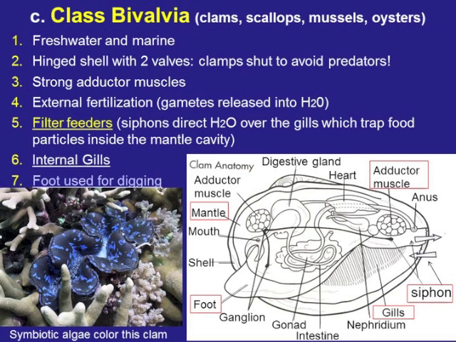They have strong adductor muscles, meaning they're going to pull those shells together. They have external fertilization, so the gametes are released into H2O, and they are fused. They are filter feeders, so they have siphons, hence their name, and they direct H2O over the gills, which trap food and particles inside the mantle cavity, and then are collected and put into the stomach. They have internal gills, and they have a foot that is good for digging, so many clams can poke out their foot and dig into the substrate.